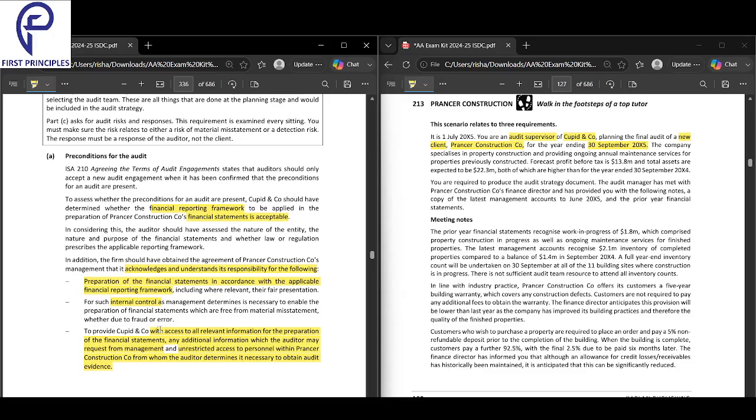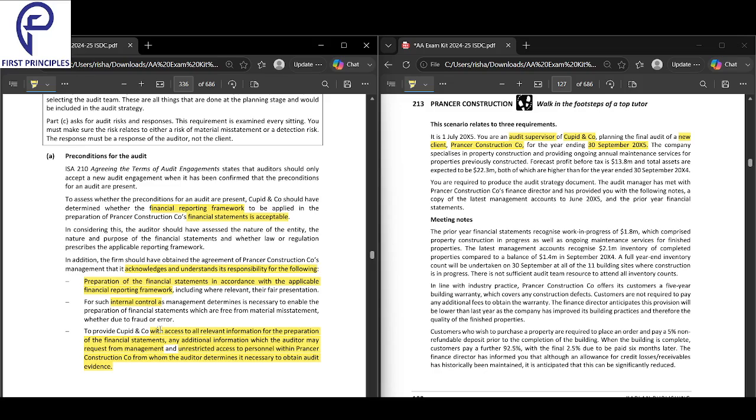Two things. Firstly, is the framework acceptable? Second, is the management accepting its responsibility for three things. First, that they prepared the financial statements using an acceptable framework. Second, they set up internal controls to ensure that the risk of material misstatement due to fraud or error is reduced. And third, they will provide access to all the resources and also access to all personnel.